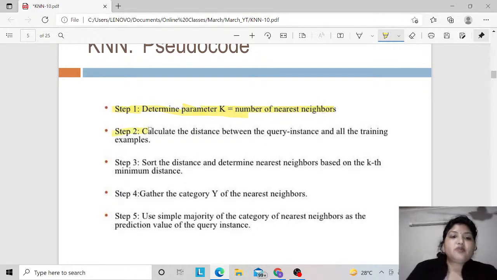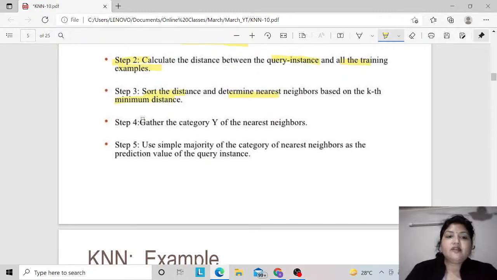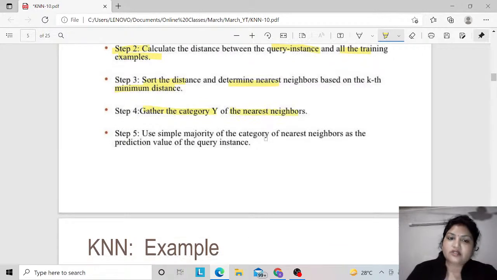Then in step 2, we calculate the distance between the query instance and all the training examples. Sort the distances and determine the nearest neighbors based on the kth minimum distance. You calculate the distance with the help of any distance algorithm. Then gather the category Y of the nearest neighbors.